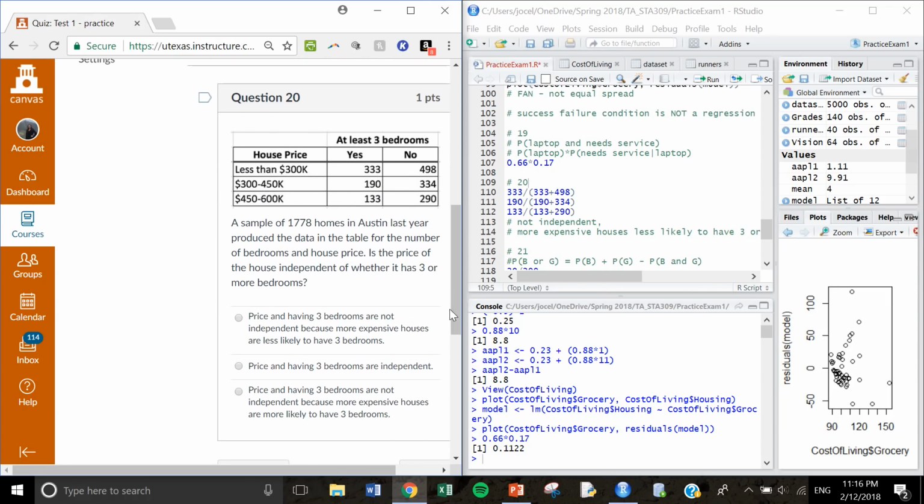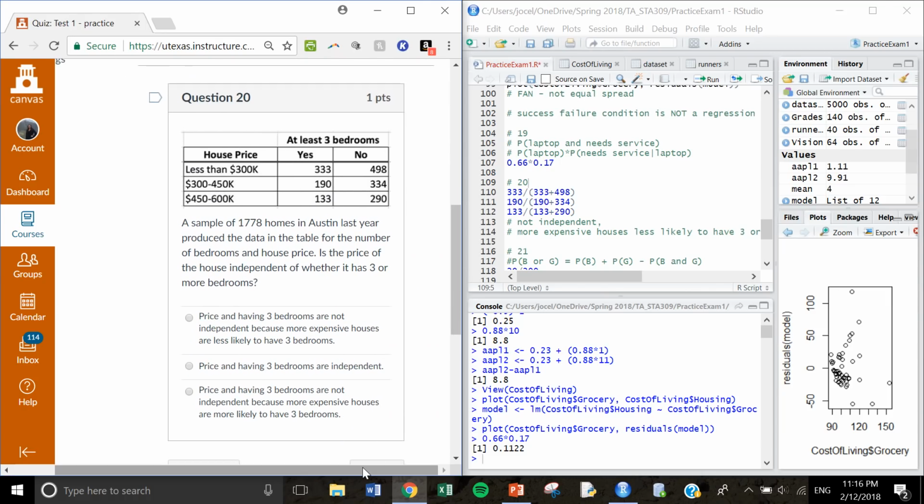Question 20. A sample of 1778 homes in Austin last year produced the data in the table for the number of bedrooms and house price. Is the price of the house independent of whether it has 3 or more bedrooms? So independence means the change in one does not affect the other. So this means a house that's less than $300,000 is the same probability of having 3 bedrooms as a house that's $450,000 to $600,000. So let's check.